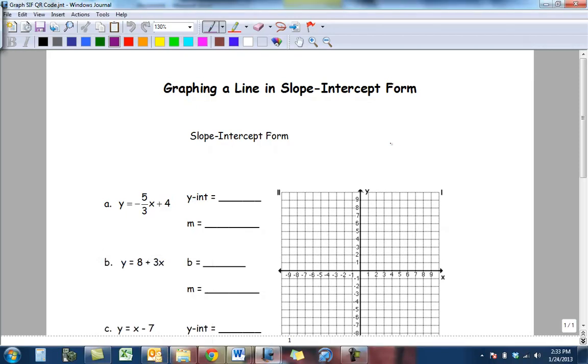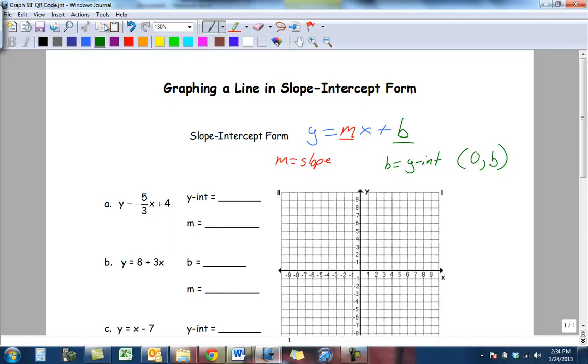Alright, graphing a line in slope-intercept form. Slope-intercept form is y equals mx plus b. Now, m and b are the important aspects of this thing. M, of course, is the slope, and b is the y-intercept. Now, it's often written as (0, b), or 0, comma, a number.